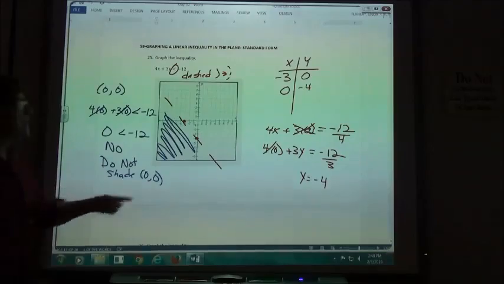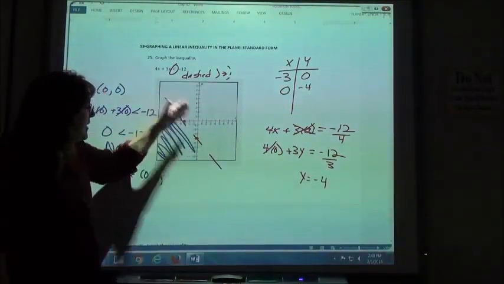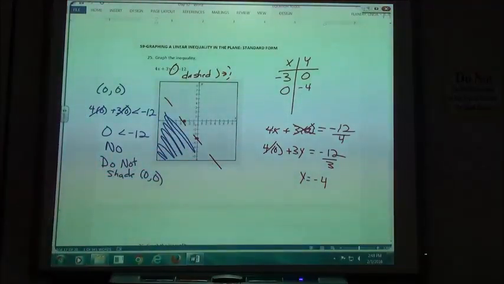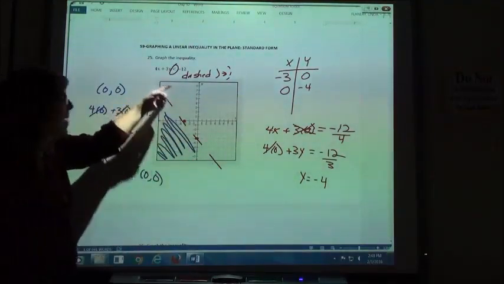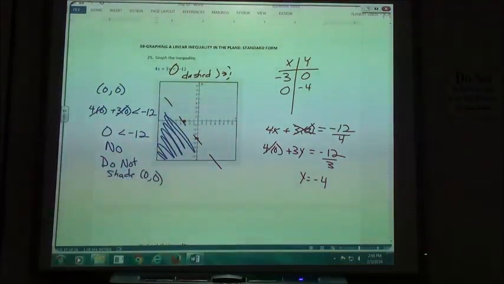Now I really could have tested a point 5, 7, or any point as long as it's not on the line that I have drawn. So usually I use 0, 0 unless my line happens to go right through 0, 0. Then I have to pick a different point to test.